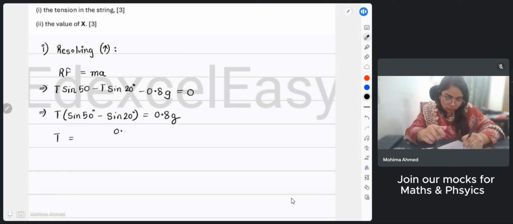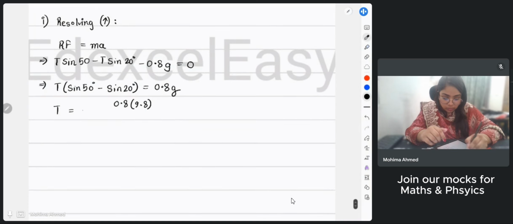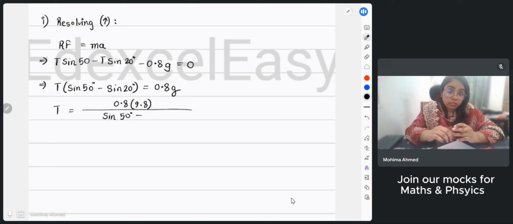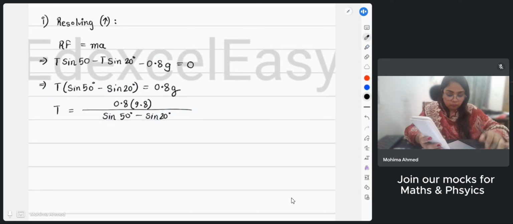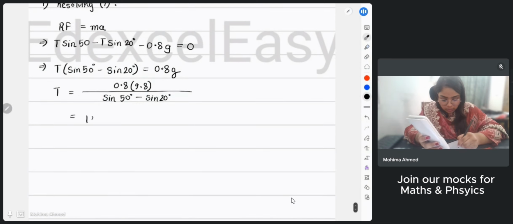So T equals 0.8g over sin 50 minus sin 20. Obviously, the value of g in M1 is 9.8, not 9.81. That is for physics. For M1, we're going to use 9.8. So T equals 0.8 times 9.8 over sin 50 minus sin 20, which is 18.4895, a very big value. I'm going to write 18.4895 newtons here, but for the final answer, I'm just going to write 18.5 newtons.